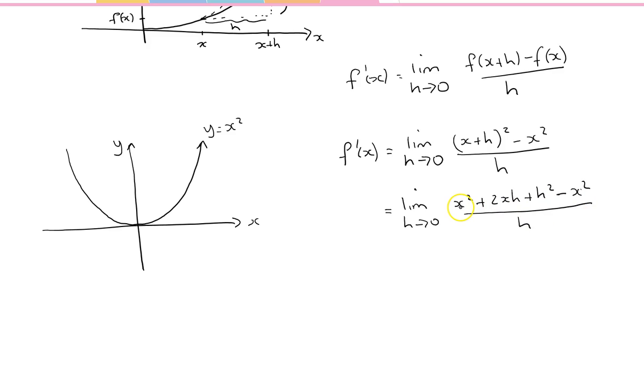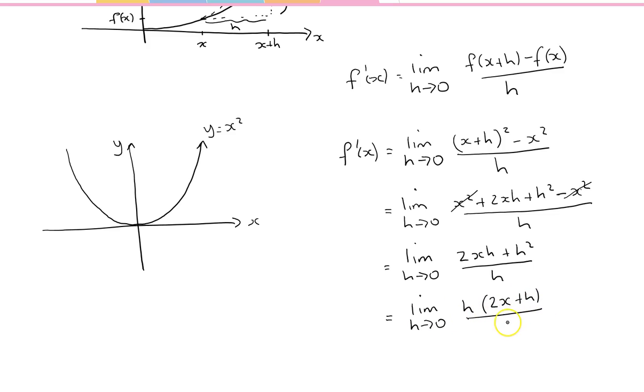Now you can see we've got plus x squared minus x squared. So those two cancel each other. And what we now have is the limit as h approaches 0 of 2xh plus h squared divided by h. Now I can cancel h on the bottom with h in each term on the top. But I'm going to do it the safe way. I'm going to take h out as a factor on the top. And I suggest you always do this just to avoid making mistakes. So we take h out as a factor and we're left with 2x plus h divided by h.